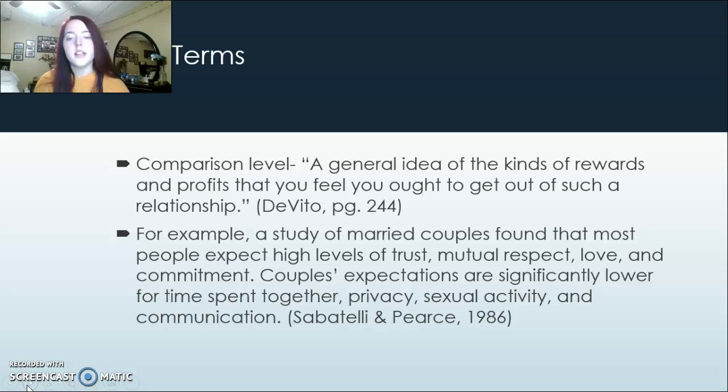For example, a study of married couples found that most people expect high levels of trust, mutual respect, love, and commitment. Couples' expectations are significantly lower for time spent together, privacy, sexual activity, and communication. So that is demonstrating what married couples expect to get out of it and what they don't care as much about. Comparison level, as it says, is what you feel you ought to get out of it. Married couples feel that they should get trust, mutual respect, love, and commitment. If they're not getting those things, then they are likely to terminate the relationship, or divorce in that case.